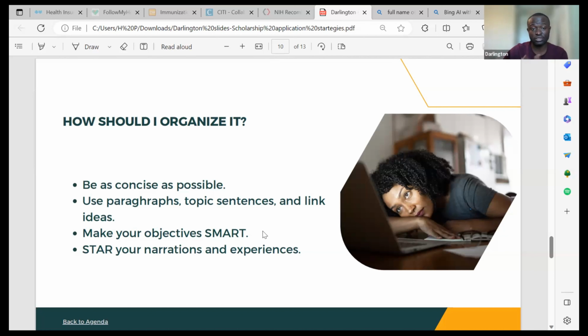You need to also use links. I've already talked about it. You need to make your objective SMART. SMART means it should be specific, it should be measurable, and some people say A should be achievable. There is so much confusion about what A should be. People say A should be achievable, R should be realistic, and T should be time bound. Maybe you can contact me later, or in the question section I can explain it more. Then if you're having an experience or a narrative to give, you need to use the STAR approach. You need to talk about the situation, the task, the action, and the results.